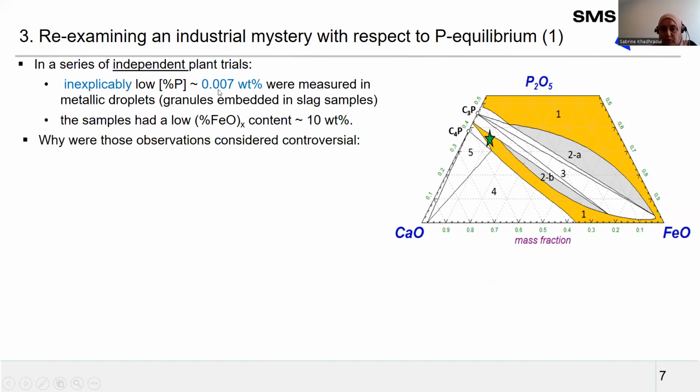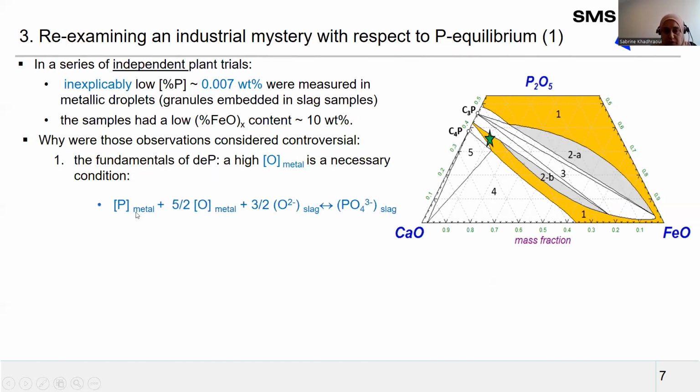This phosphorus was very low, and strangely, the samples had a low FeO content of about 10 weight%. So why was this controversial? The reason is that it contradicts our fundamental understanding of the dephosphorization reaction.